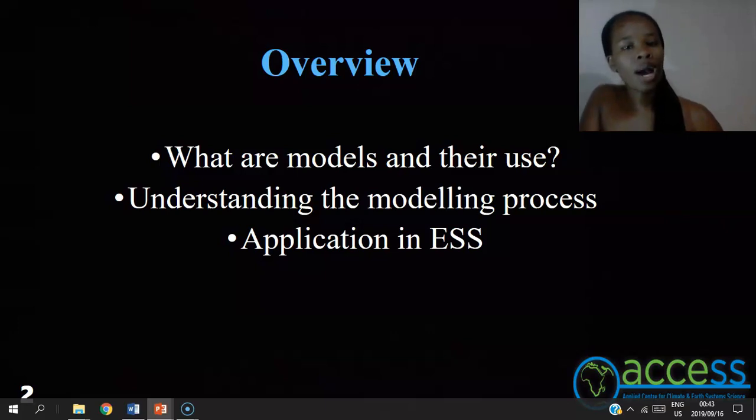For this code talk, I'll be focusing on models as an easy representation of a system, whereby they can be used to explain how past events occurred, such as the extinction of dinosaurs, and also predicting future scenarios such as climate change, how it will be in the 15 years to come, and understanding the modeling process, which requires you to identify the real-world problem.